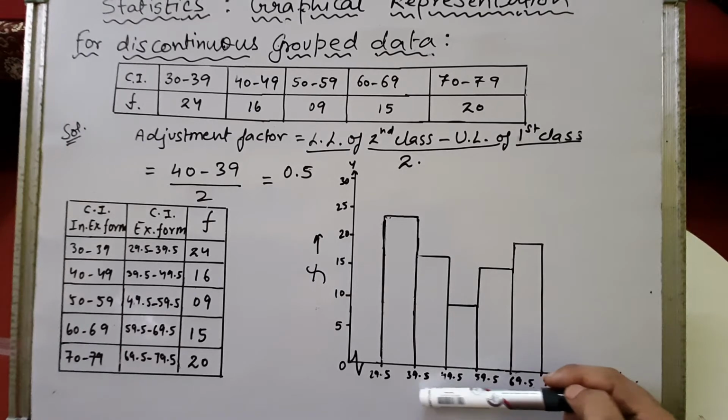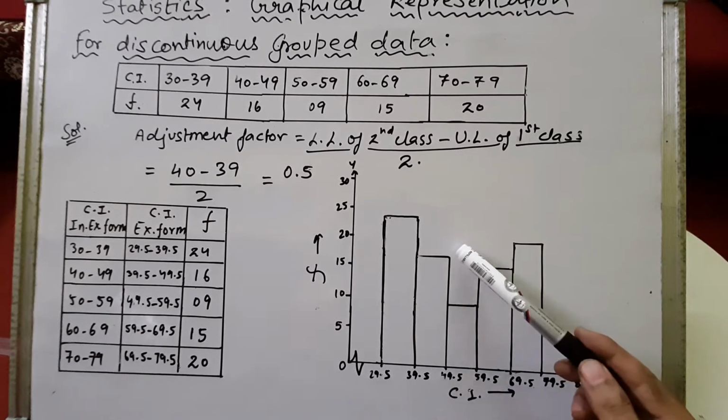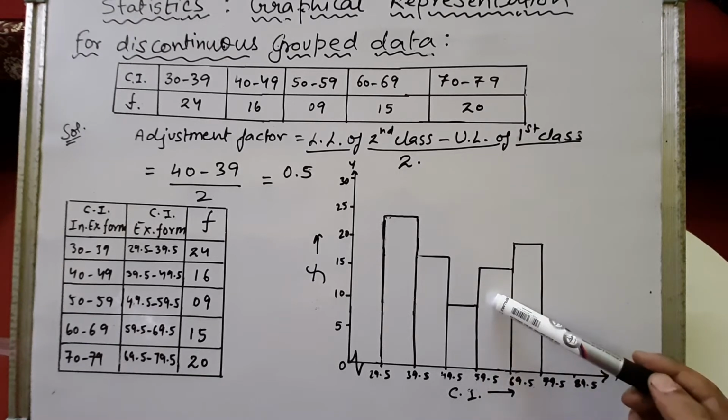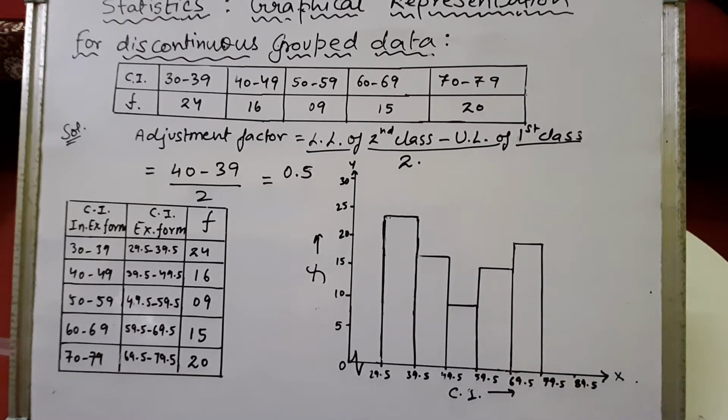The second rectangle's base is 10 and its height is 16, so it will go up to 16 units. Similarly, the third rectangle's height is 9, then 15, and then 20. When we accurately and neatly draw the diagram in our graph notebooks, we can see that the histogram is drawn. So this way we can construct a histogram for discontinuous grouped data. Right, children? Note down the solution please.